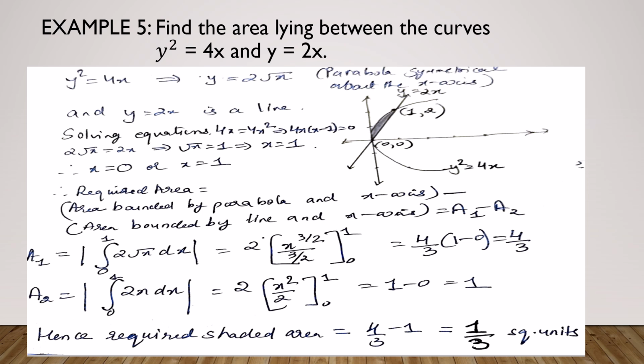So the first area is the integral 0 to 1 of mod 2 root x dx, and mod is written because even if you get a negative value, you have to take the positive value. If you get a positive value, no problem. Similarly, the second area is the integral 0 to 1. In the second case, what is the equation of y or f(x) which you say? It is 2x. So it is the integral 0 to 1 of 2x dx. Upper limit minus lower limit. When you put the values, you get 1. So the required area will be 4 by 3 minus 1, which is 1 by 3 square units. So always in these types of examples, try to take approximate points and draw the diagram.